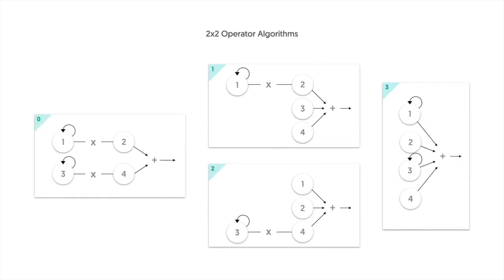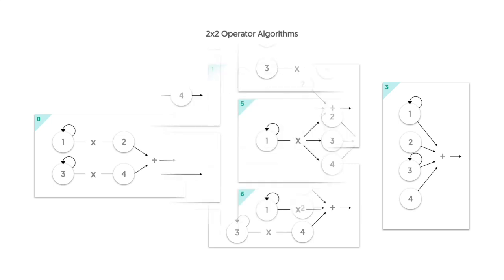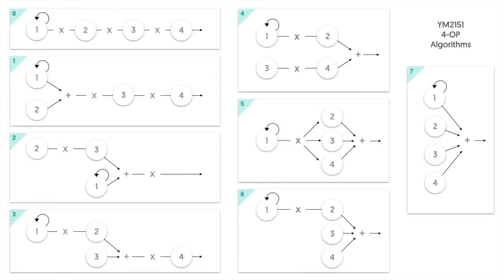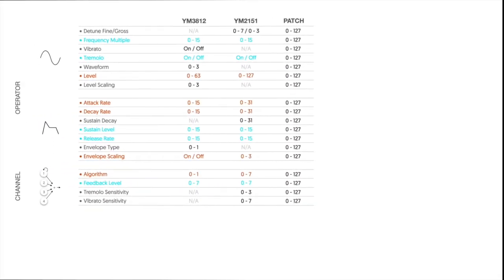So I'm going to call these 2x2 operator patches. They use all 4 operator settings, but they're going to be limited to algorithms that sum their output at the end. Of course, the YM2151 that natively supports 4 operators has more algorithms to choose from, but it's worth noting that 3 of these could actually be emulated by the 3812. Okay, back to our patch.